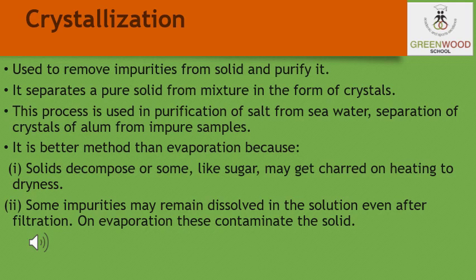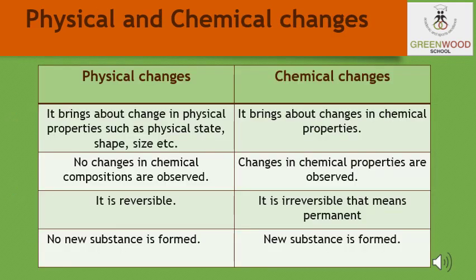With advancements in the technology, many more methods of separation techniques have been devised. Now students, let us discuss the physical and the chemical changes. So students, the properties that can be observed and specified, like the color, hardness, rigidity, fluidity, density, melting point, boiling point, etc., are all known as the physical properties.